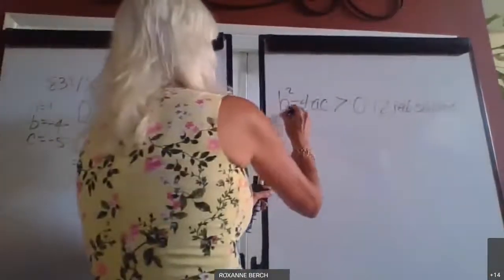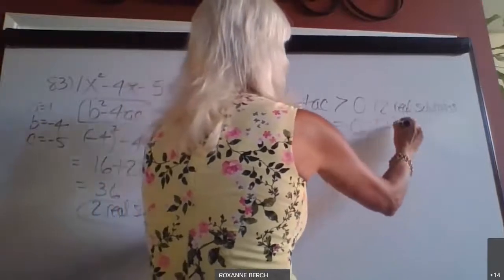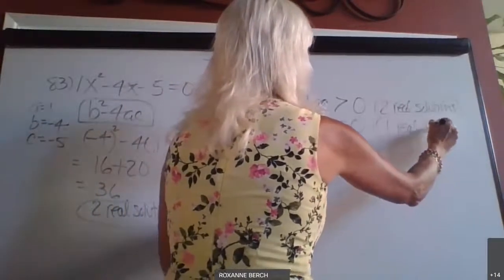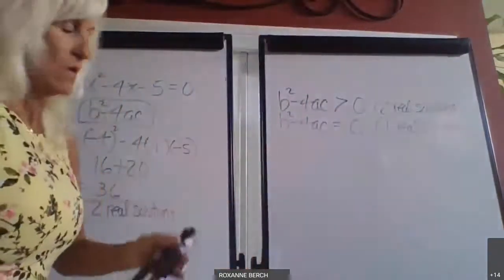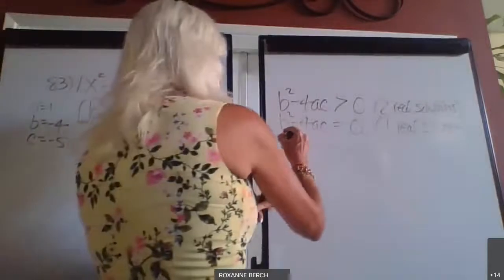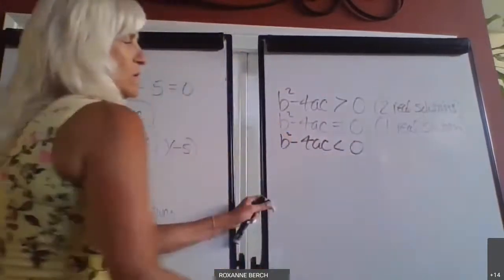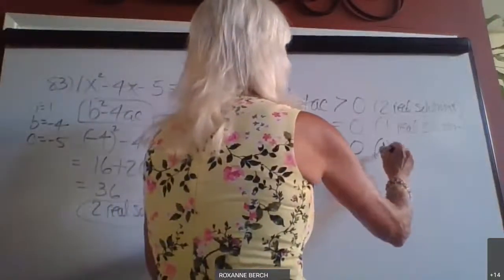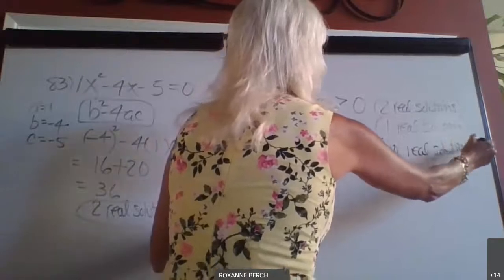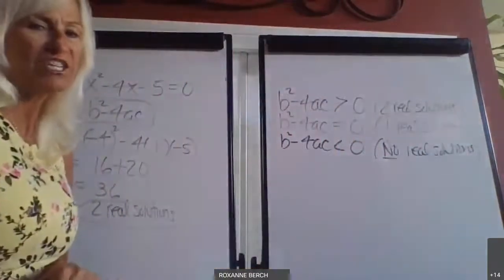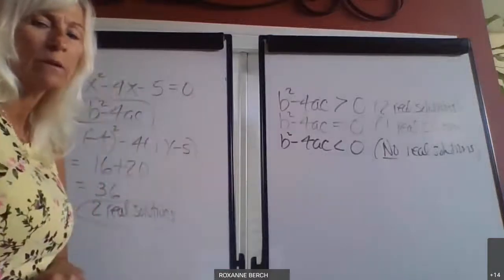If the discriminant is equal to 0, there's 1 real solution. If the discriminant is negative, there's no real solutions. And what that means, there's 2 imaginary solutions, which you can't see in the Cartesian coordinate plane.